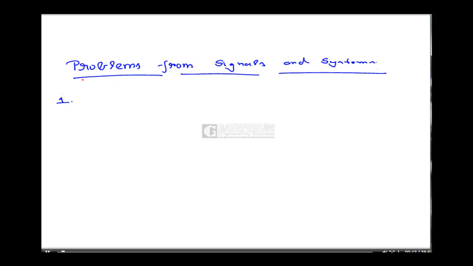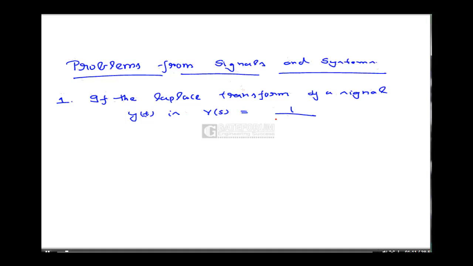The first problem has appeared in GATE 2007. The Laplace transform of a signal y(t) is given as Y(s) equal to 1 upon s into (s minus 1). Then the final value of y(t) is asked. Four options were given, but we'll see how to solve this.